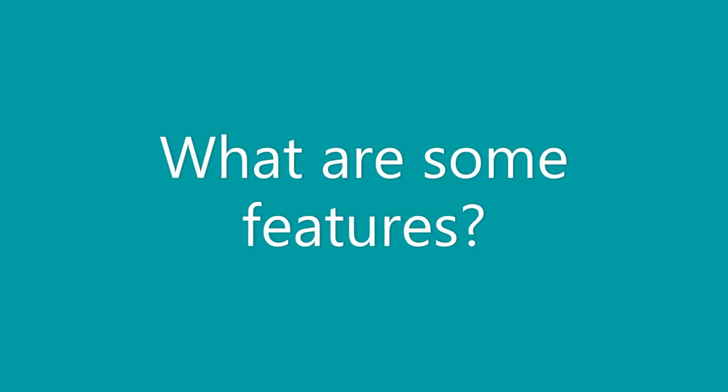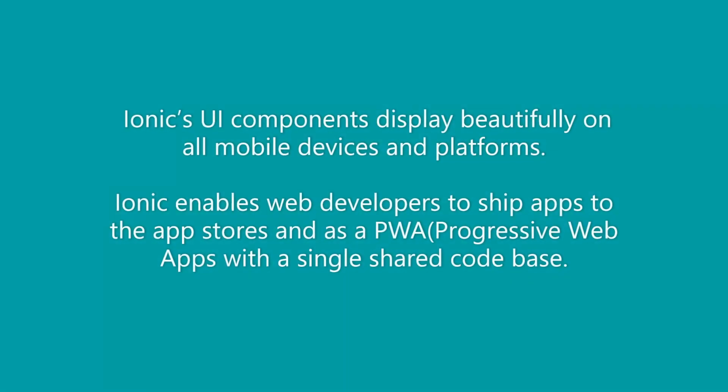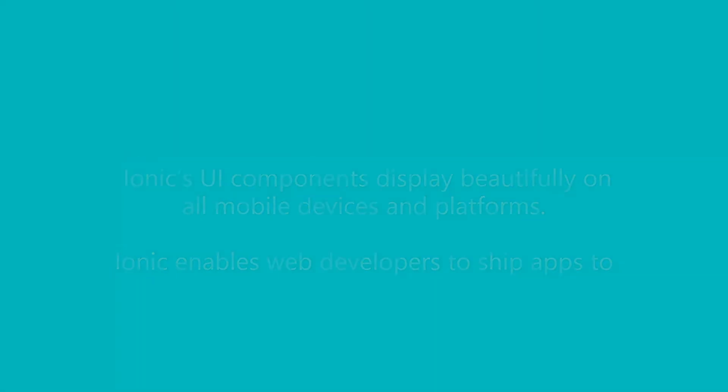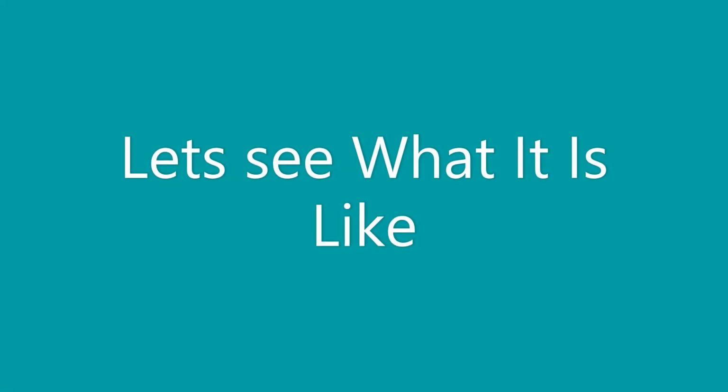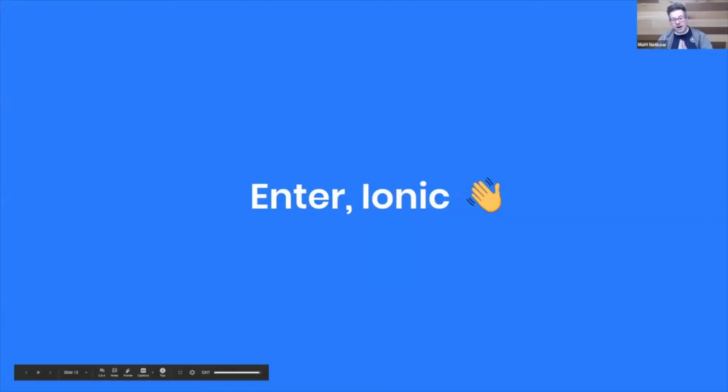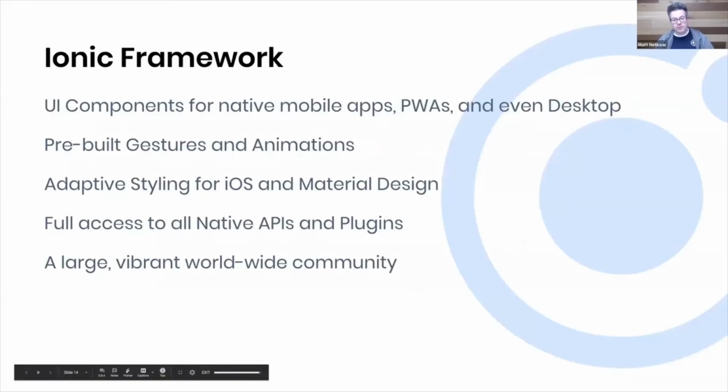So what are some features of this app? Ionic's UI components display beautifully on all mobile devices and platforms. Ionic enables web developers to ship apps to the app stores as a PWA, which are progressive web apps, with a single shared code base. So let's see what it is like. This is where Ionic comes in, and that's what we're all about. So let's explore a little bit about our framework.